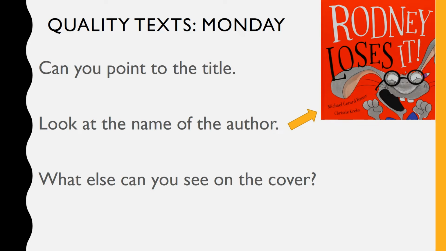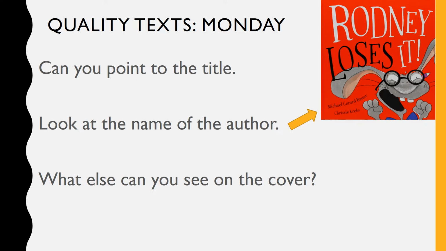Look at the name of the author. The arrow is pointing to the author and there are two names there, Michael Gerard Bauer and Chrissy Krebs. Sometimes when we have two names, it means that the first person is the author. That person wrote the story. The second person might be the illustrator. That means Chrissy Krebs may have drawn the pictures that we find inside the book. She is called the illustrator.